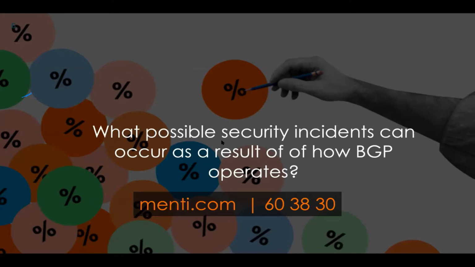Okay, so thank you for participating. What we will retain here are, we have 3 major incidents that can occur. The first one is route hijack or BGP hijack. The second one is route leak, and the third one is IP spoofing. So let's look at how that works.